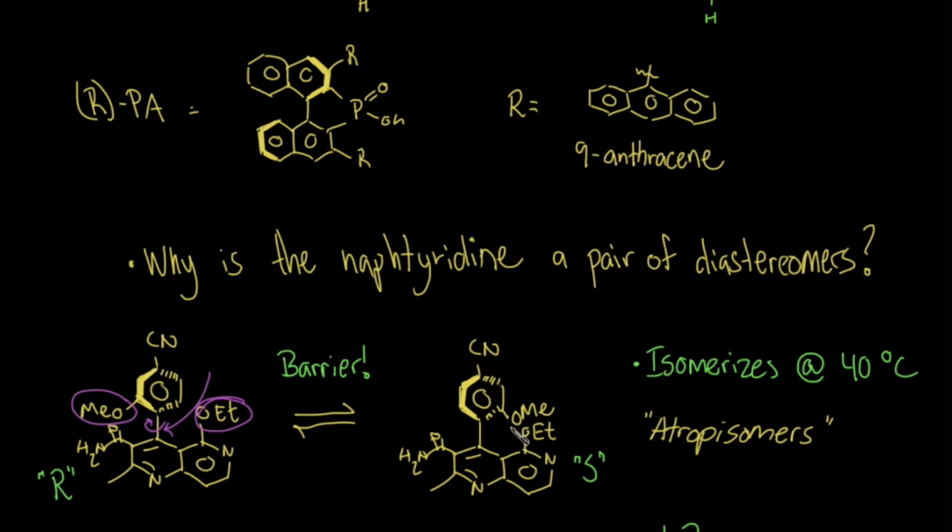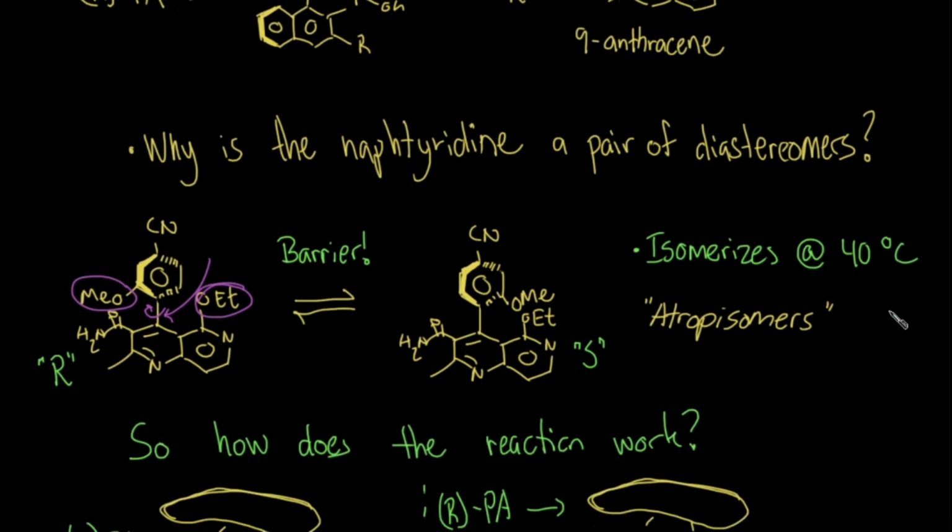So we have 2 different diastereomers or atropisomers, and I will refer to this atropisomer as the R isomer, and this one as the S isomer. Essentially, all that matters is which way the methoxy group is pointing. If it points out towards us, it's the R isomer, and if it points into the plane, it's the S isomer. And more interestingly, as there is a barrier for this rotation, they actually figure out that these 2 atropisomers start interconverting at around 40 degrees Celsius. And that is a pretty interesting finding that I'll get back to.